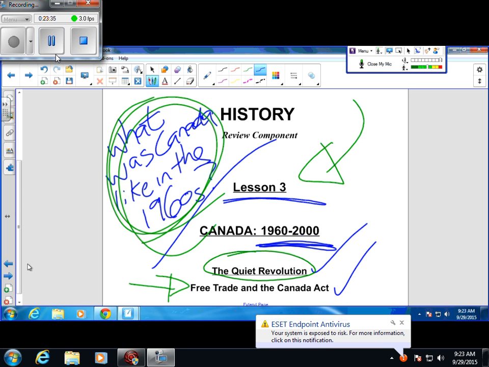In 1965, Canada unveiled its brand new flag, which is the flag we know today, the red maple leaf. In 1969, for example, the criminal code was reformed. Okay, that was kind of changed. Abortion was legalized in 1969.